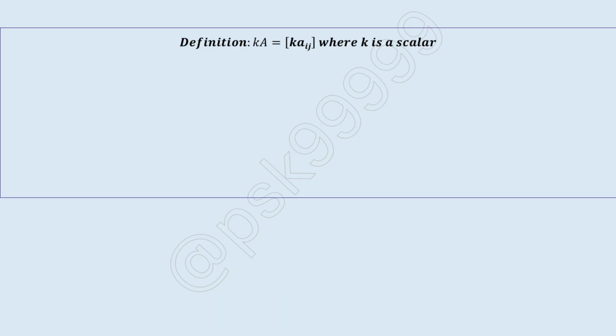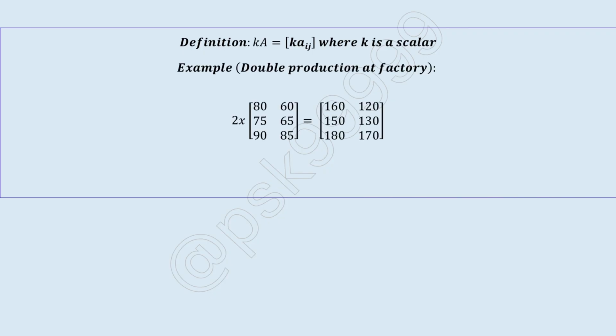Okay, now next is scalar multiplication of matrix. So if k is a scalar, and k into A, that is k times the matrix, is nothing but k times each element. Suppose 2 into the given matrix, then it is nothing but double basically. 80 has become 160, 60 has become 120, 75 has become 150, and so on. And negation, of course, if you are multiplying with -1, every element will become negative.